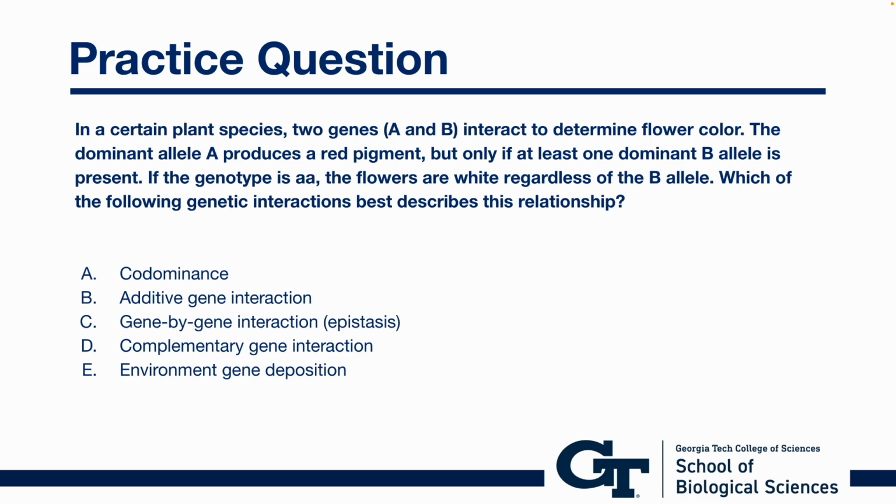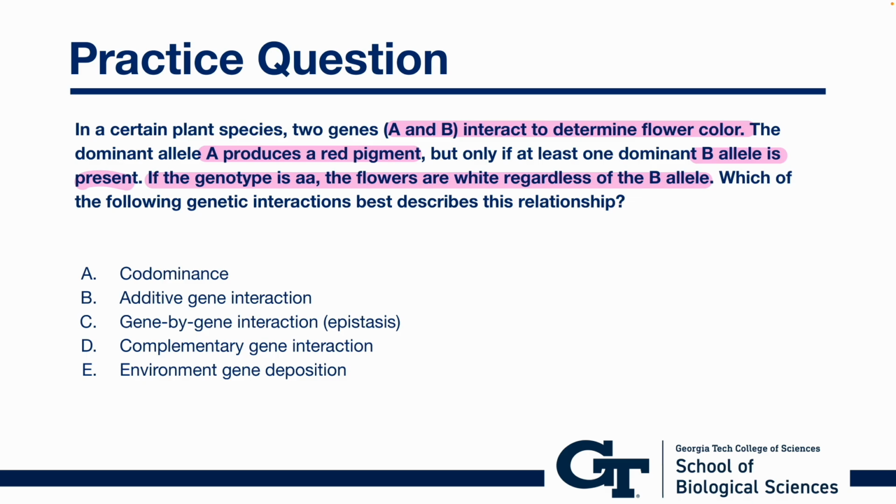So we have this practice question here that's basically asking about that pattern of inheritance, right? We're told that we have two genes, A and B, that determine flower color. A produces a red pigment, but only if B is present. Without B, the genotype will be A. Well, let's go ahead and recognize what this is saying.